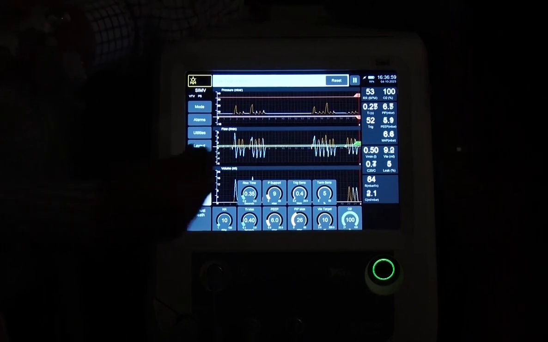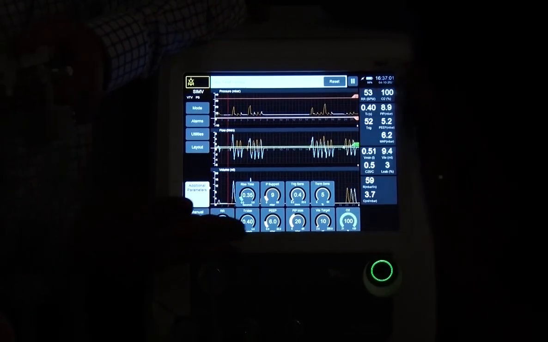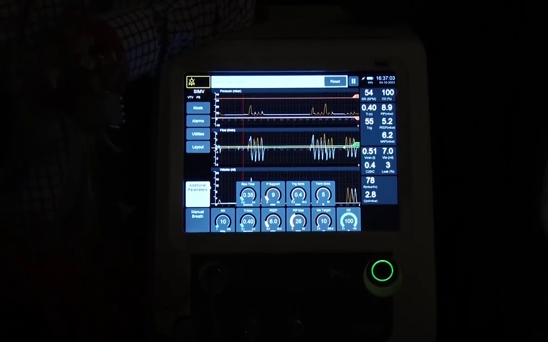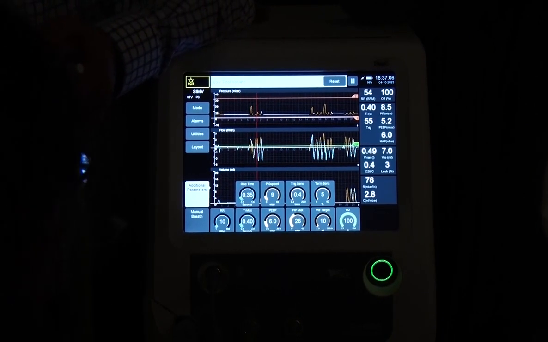So we tend to only use it if we've got acute lung disease. We use PTV all the time, and without it, we go to this when we're using it to wean slowly off other modes. Does that make sense?